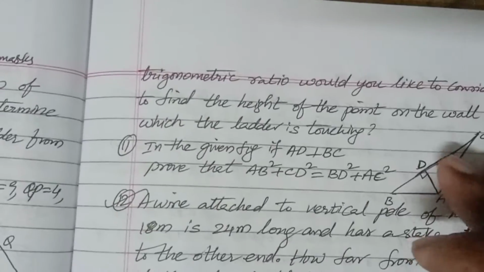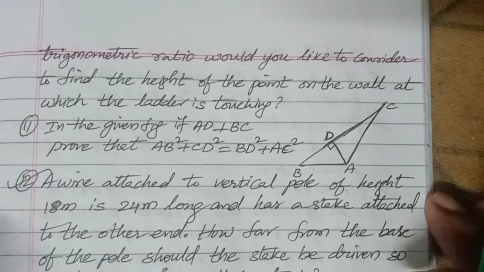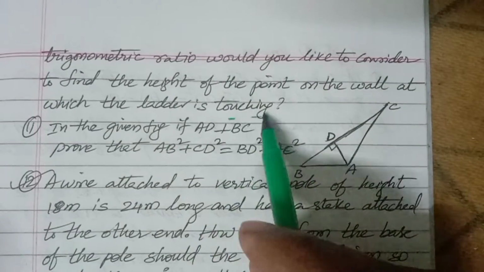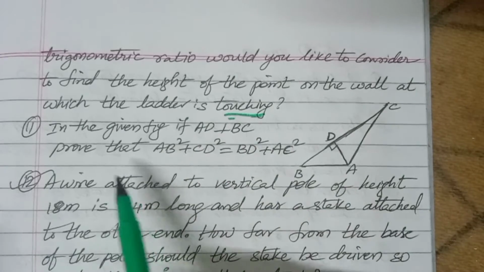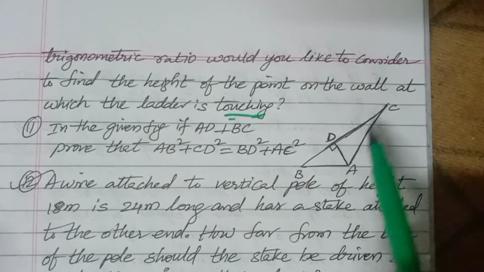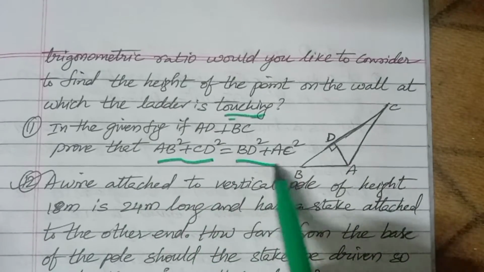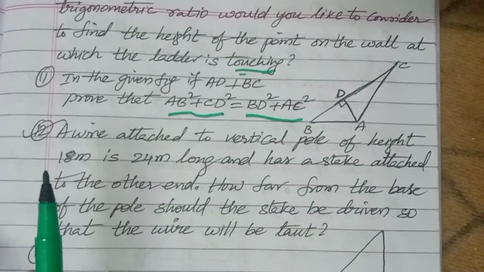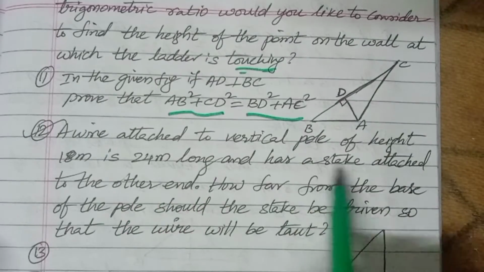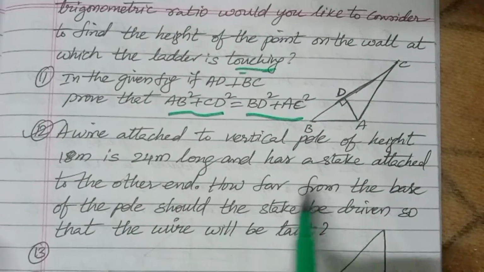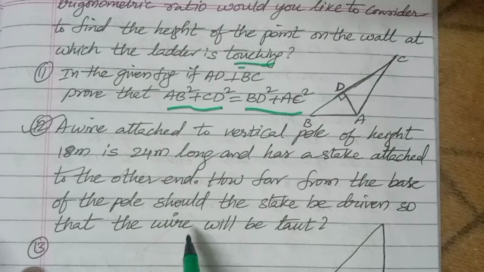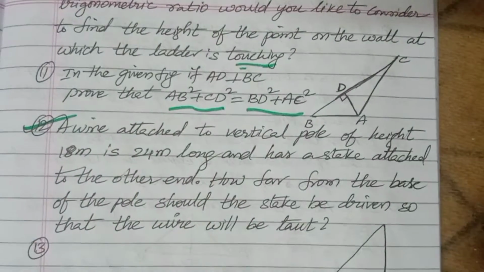Which trigonometric ratio would you consider to find the height of the point on the wall at which the ladder is touching? You have to think and you have to write. In a triangle in the given figure, AD is perpendicular to BC. Prove that AB square plus CD square is equal to BD square plus AC square. A wire attached to a vertical pole of height 18 meters is 24 meters long and has a stake attached to the other end. How far from the base of the pole should the stake be driven so that the wire will be taut? It is also an important question.